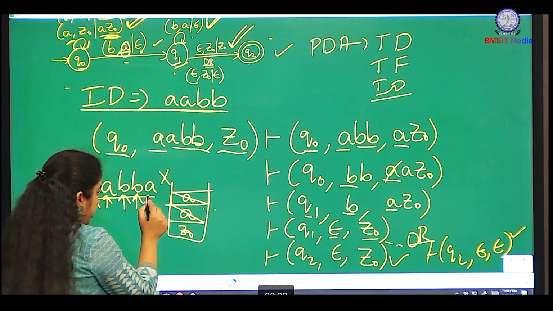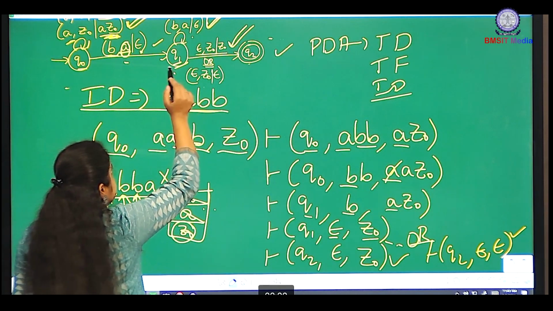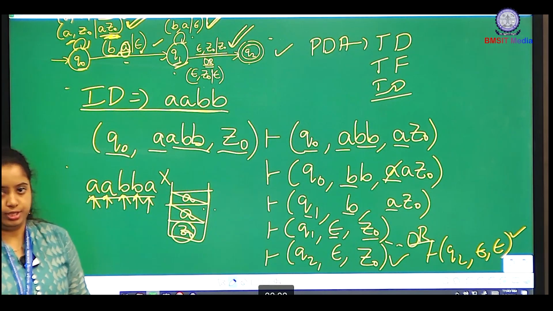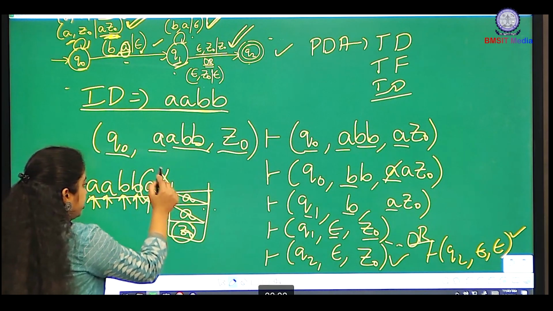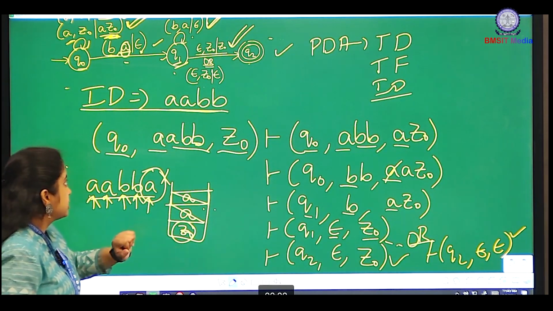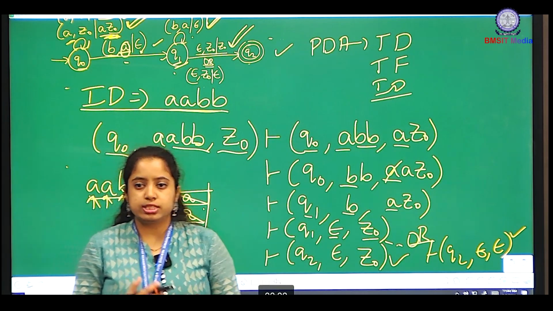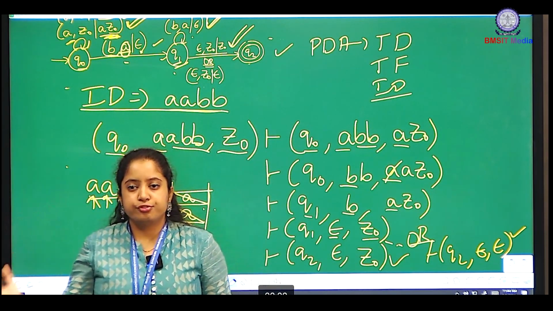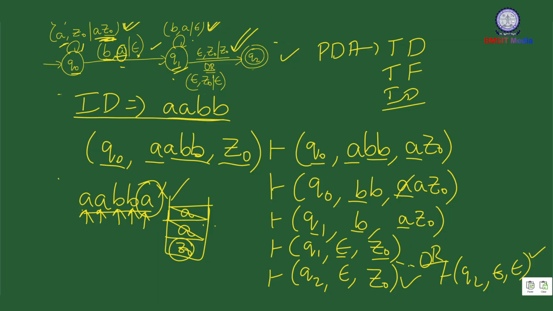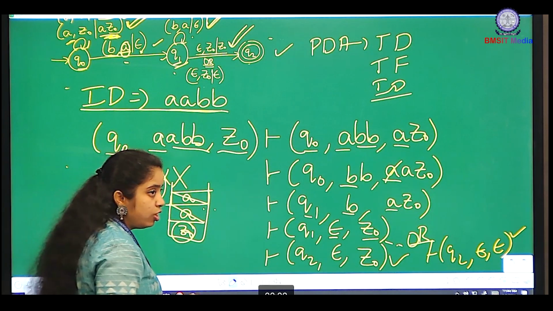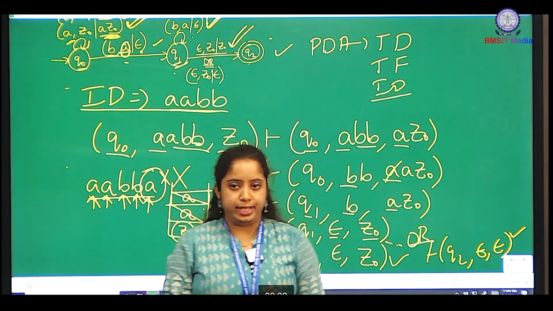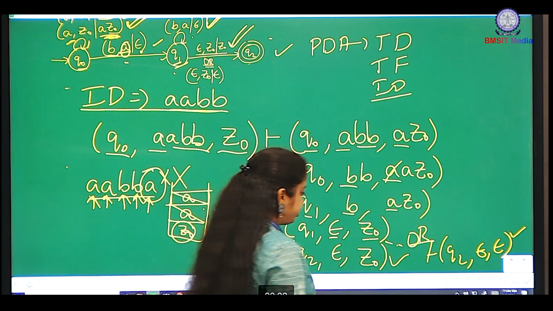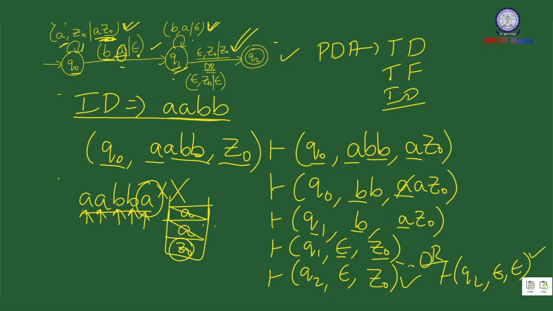Now you are reading A and the stack symbol is Z0, but you are in state Q1, and there is no transition for this input symbol and stack symbol from state Q1. So you are stuck in state Q1 itself, you have not reached the final state. So PDA does not accept this kind of string. This is just an example of rejecting a string from PDA, because you have not reached the final state. Q1 is not a final state, so it is rejected.